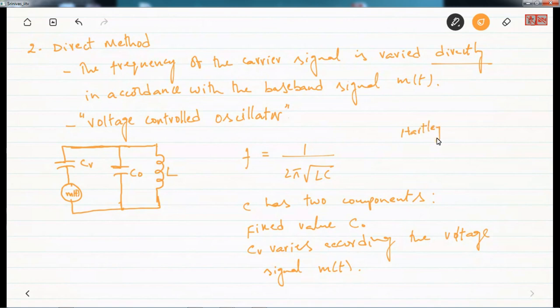So we'll discuss next time. Yeah, Hartley oscillator. So anyway, in generating wideband FM, there are two methods. One is the indirect method, which is also called Armstrong method. So that we discussed, and then the direct method I haven't completed, but I just gave you the idea how it is done. It is based on voltage controlled oscillator, right?